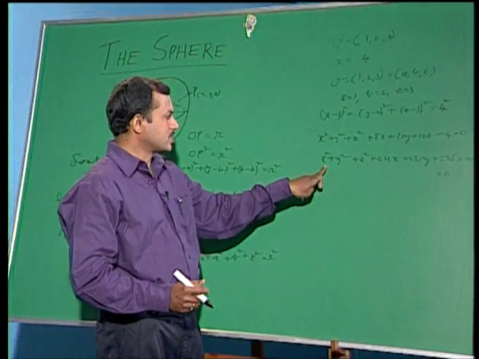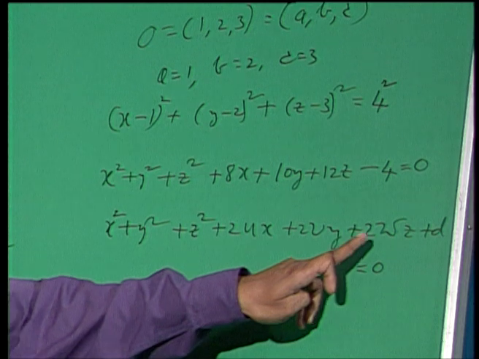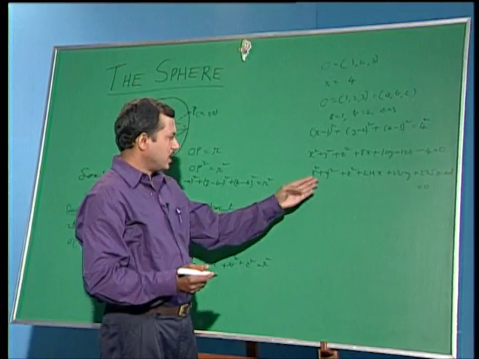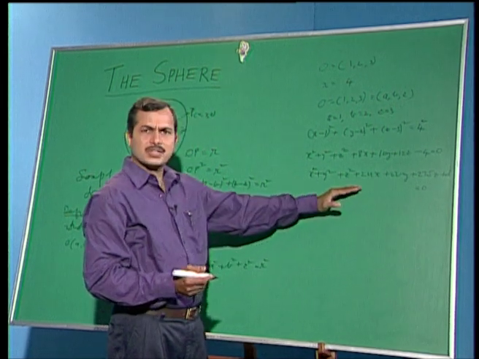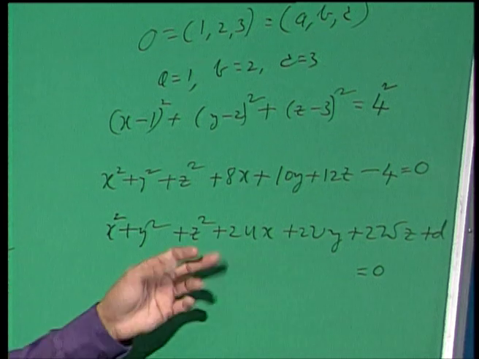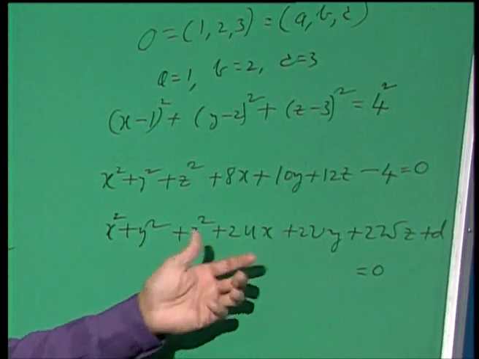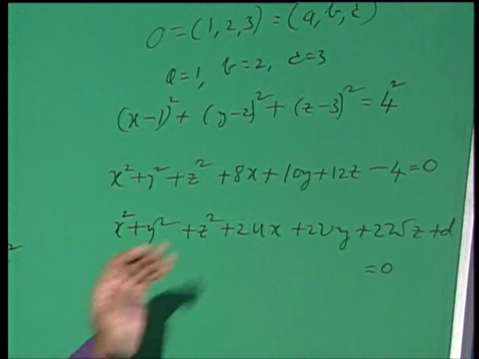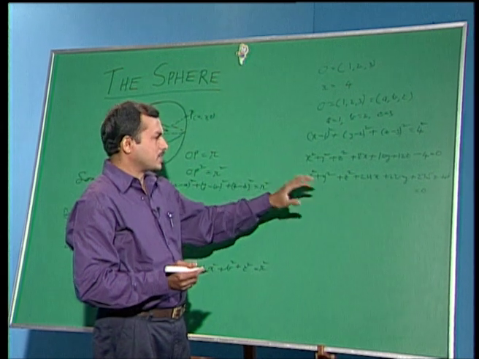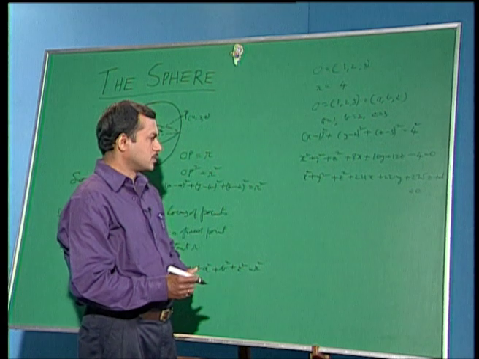We have x square plus y square plus z square plus 2ux plus 2vy plus 2wz plus d is equal to 0. This is a second degree equation in the variables x, y, z. Coefficients of x square, y square, z square are 1s. We do not have xy term, we do not have yz term, we do not have zx term, and these terms are present. And if this has to represent a sphere, then it has to satisfy the following conditions.